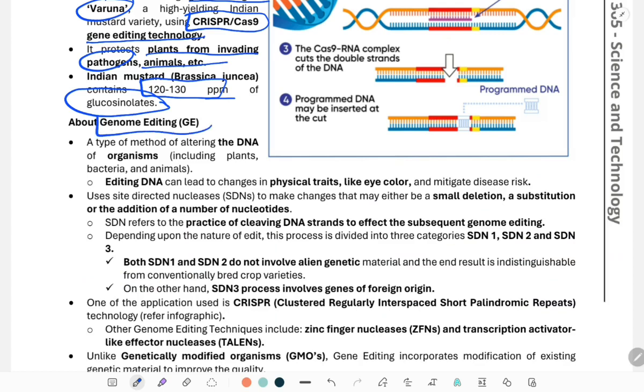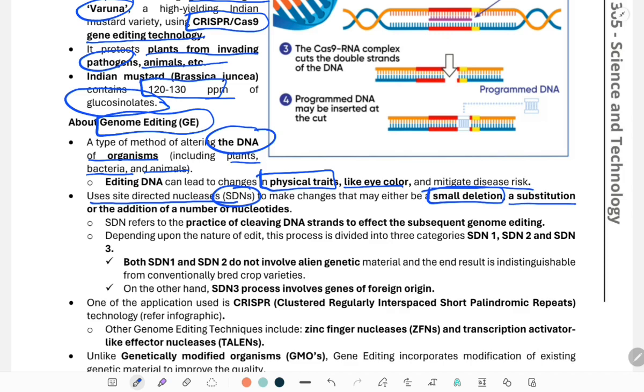We'll see about genome editing. It's a method of altering the DNA of organisms, including plants, bacteria and animals. Editing can lead to changes in physical traits like eye color, and mitigating disease risk. It uses site-directed nucleases (SDN) to make changes that may be either a small deletion, a substitution, or the addition of nucleotides.